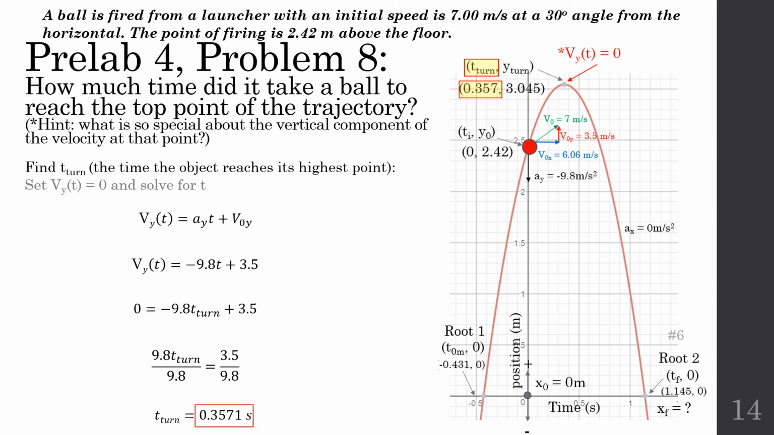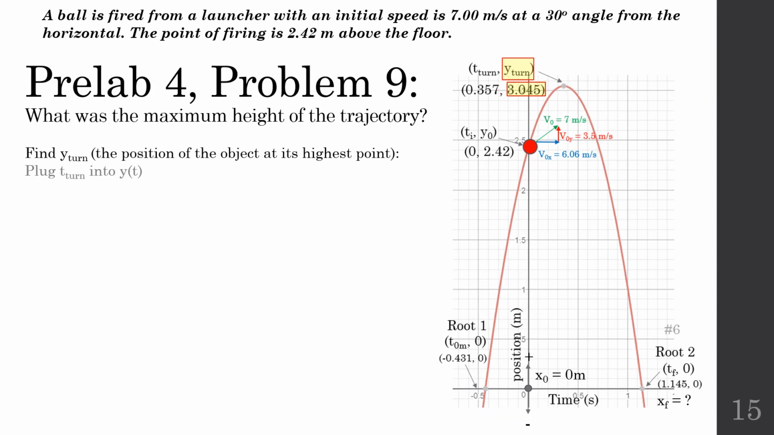Now, I realize that I didn't round that off, but you can round it off on your own. All right, the one we've all been waiting for, the last pre-lab practice problem. Problem number 9. So we want to know what is the maximum height of the trajectory. This time we're going to be finding y turn. That's this guy up here, this spot on the parabola up at the tip.